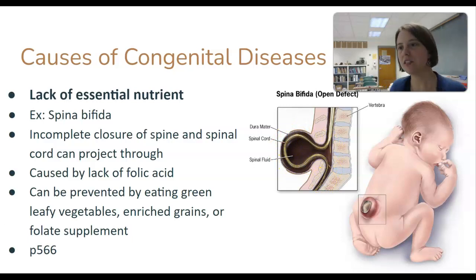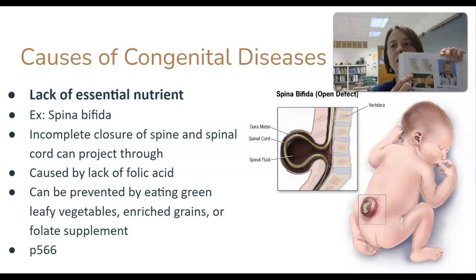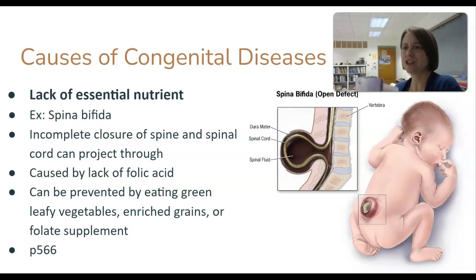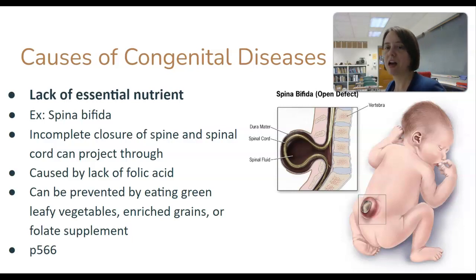And on page 566, there is another picture, which you can see better in your book, and it shows a diagram and then a picture of a real baby, and it actually looks like the baby has like a brain on his or her back because of a lot of the spinal cord development outside of the spine. So that's not good. We want to avoid that. How can we avoid that?